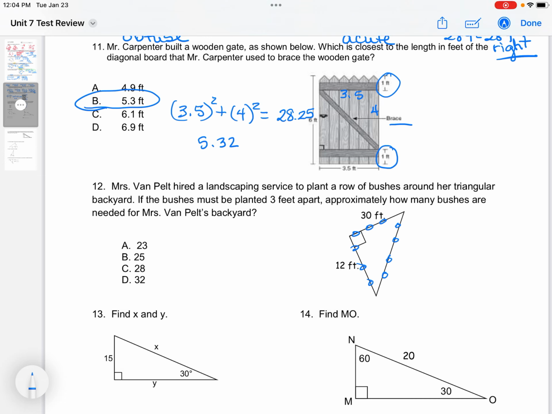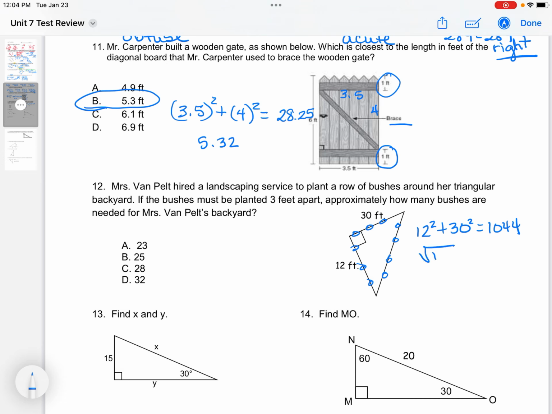Plus 12 squared. So I have 12 squared plus 30 squared equals 1044. And I kind of feel like that's a perfect square. Nope, it is not.